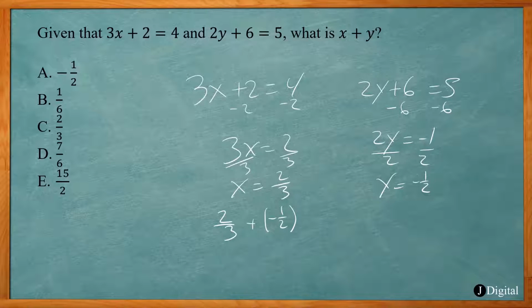Okay, so we need 2/3 plus a -1/2, or just 2/3 minus 1/2. You can do that in the calculator or do it by hand. Common denominator is 6. It's going to be 4 here. It's going to be 3. It's going to be minus. So 4 minus 3 is 1. Keep the denominator the same. So 1 over 6 is the answer. So answer choice B.